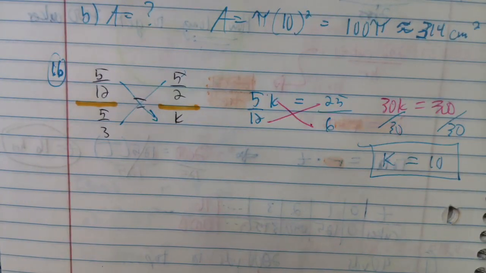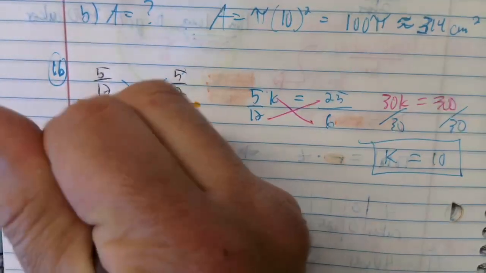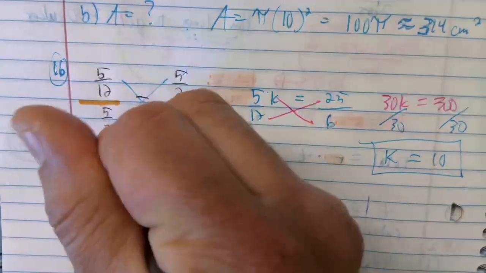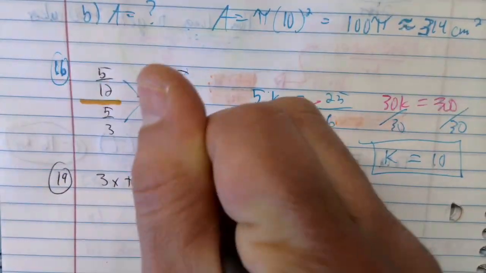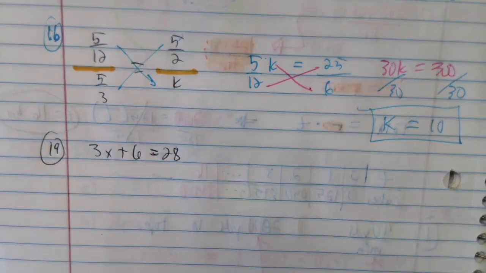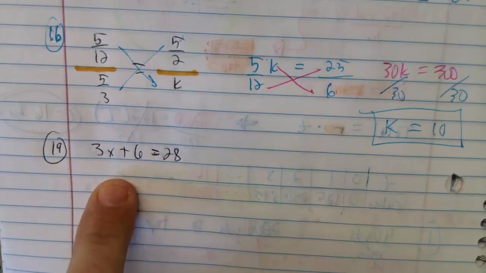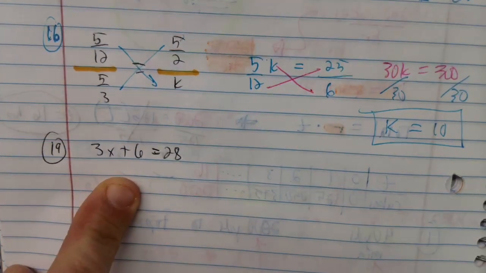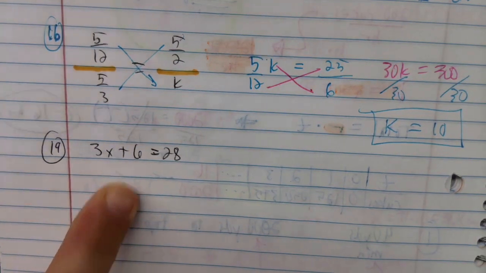16. 19 was something from last week. 3x plus 6 equals 28. There was a video. It was lesson 61. And to jog your memory, I'm simply going to ask, how many steps does it take to solve number 19? Two.